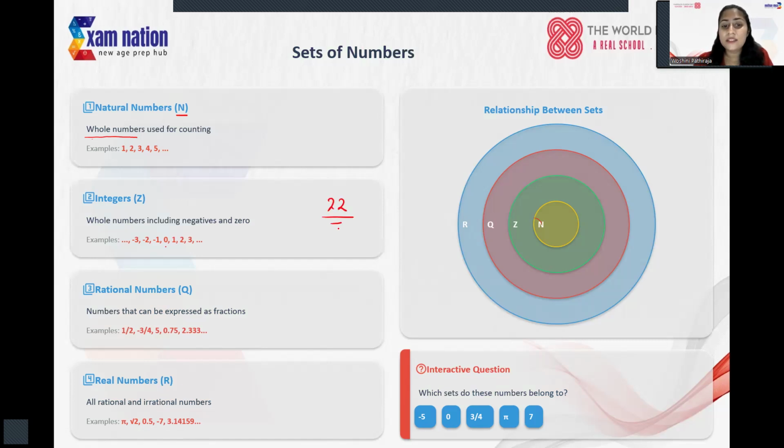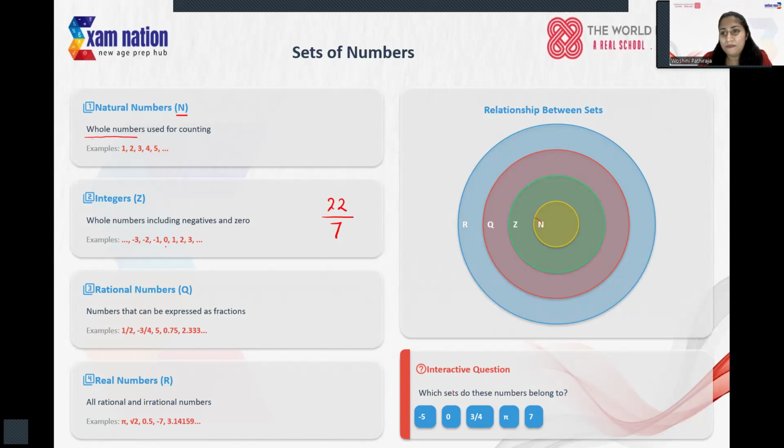22 divided by 7, right? Why can we not write this? This is a fraction. Someone can ask, yes, teacher, this is a fraction. Yes, this is a fraction, but we cannot finish the simplification of this one. It has many decimal places without any stop, right? So these kinds of numbers are called irrational numbers. I think you got an idea about sets of numbers.